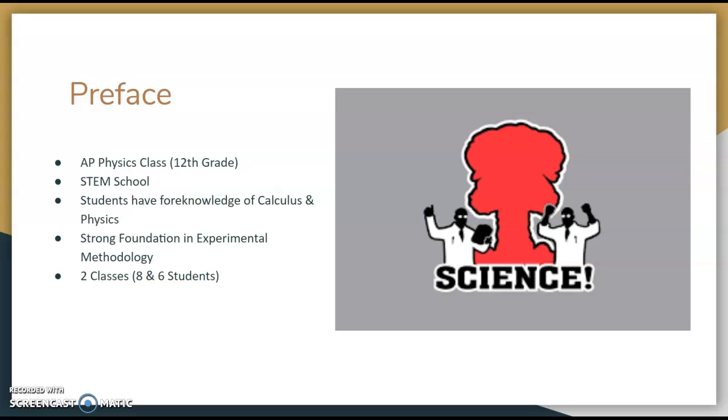So the students at our school have a very strong foundation in experimental methodology. All of the science classes have lab requirements. So by the time they get to 12th grade, we're dealing with students who are very familiar with how to set up and design their own experiments. They also require calculus and physics before they're allowed to do AP Physics. So we will be using that as part of the lesson design.